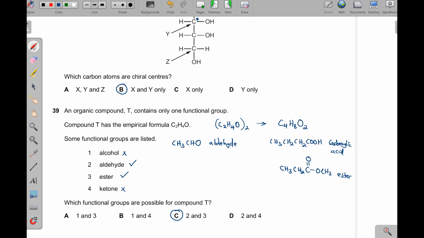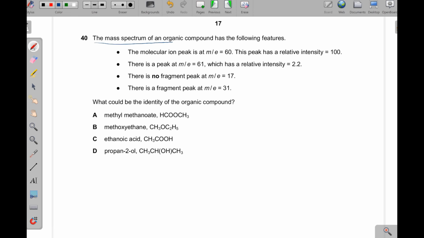A C. Question 40. The mass spectrum of an organic compound has the following features. The molecular ion peak is at mass to charge ratio 60. This peak has a relative intensity, that is the relative abundance, of 100. And then there is a peak at 61 here, which has a relative intensity of 2.2. Now let's do something here.